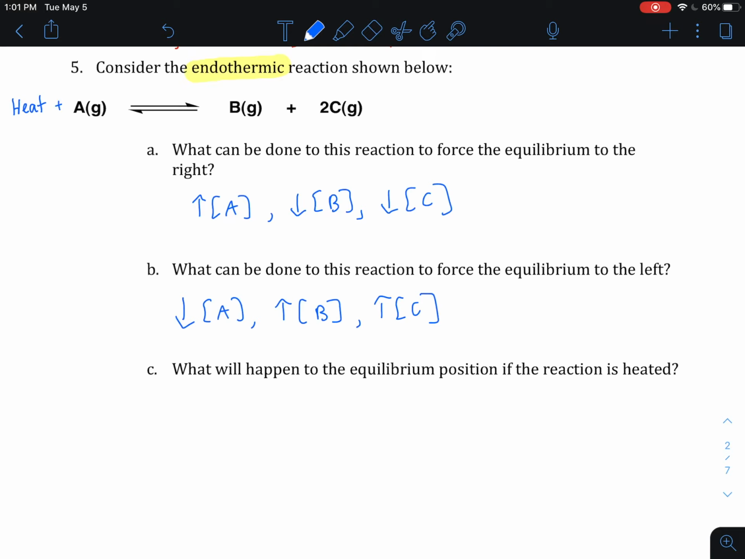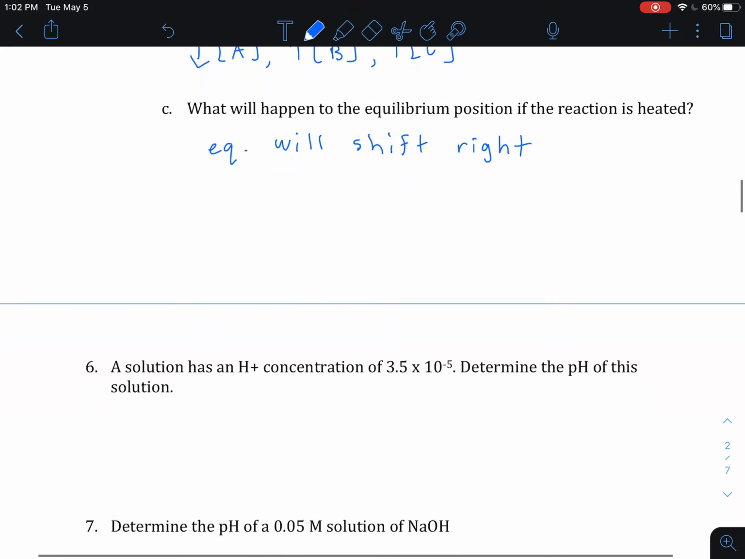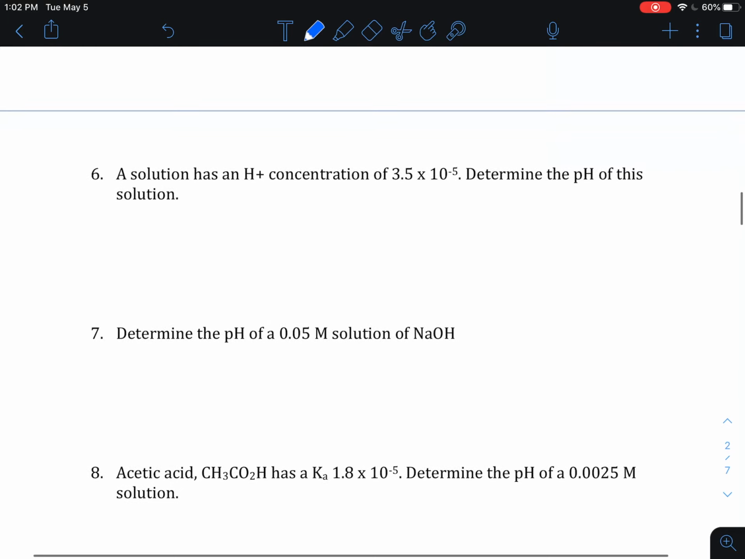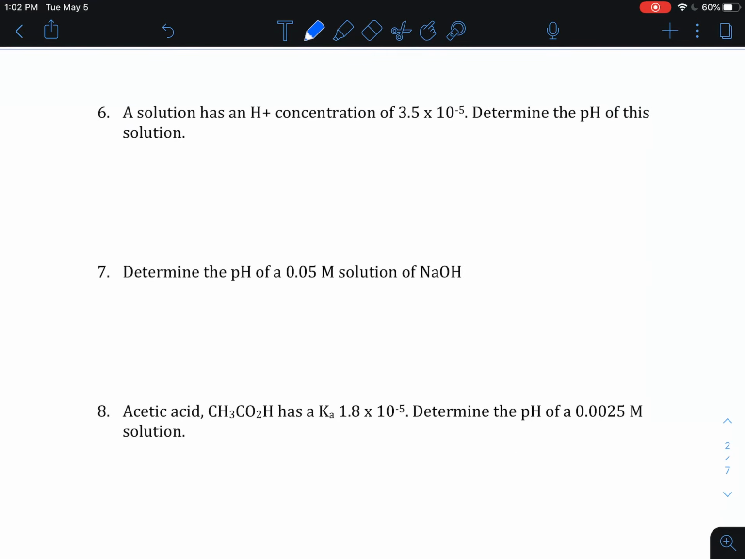Now it says, what will happen to the equilibrium position if the reaction is heated? So we can go back to the original, and since it's endothermic, that means heat is essentially behaving as a reactant. So if I'm heating it, I'm loading up the reactant side, and we'll have to use up that heat that I've added. So we should expect that the equilibrium will shift right to consume the heat that we've added. All right, so that was just some basic Le Chatelier's principle questions. I guess that's technically all the exam 1 stuff.